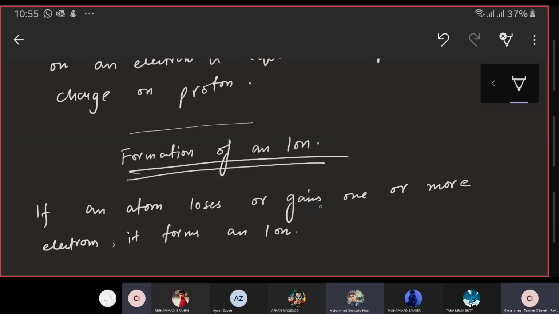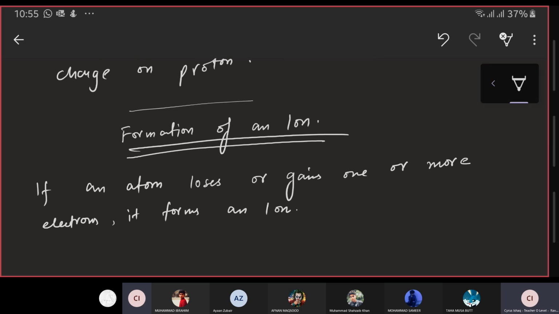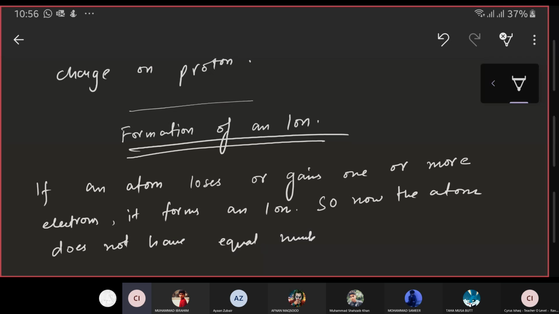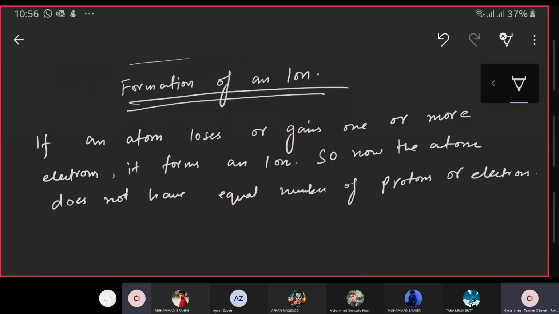ठीक है, it forms an ion, right? So now it does not have an equal number of electrons and protons. So now the atom does not have equal number of protons or electrons, right? So now it has become an ion.